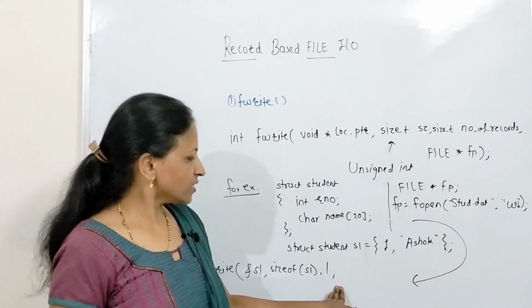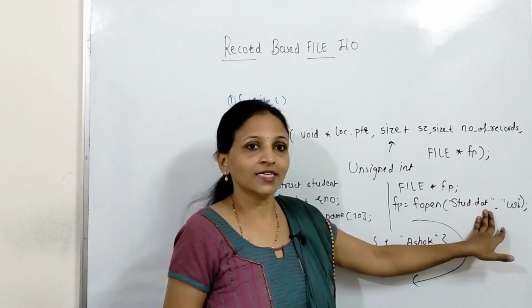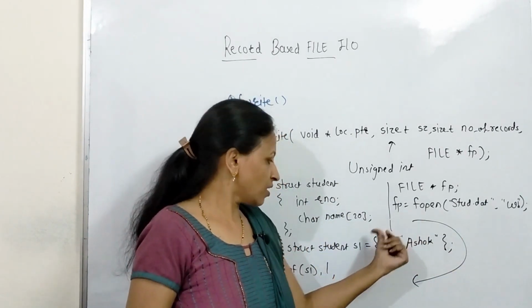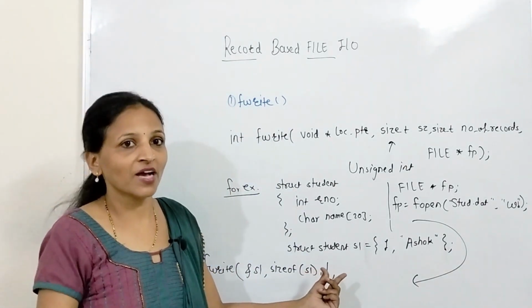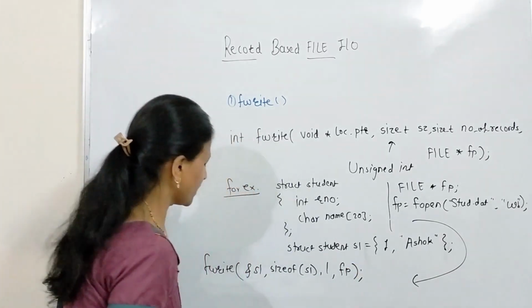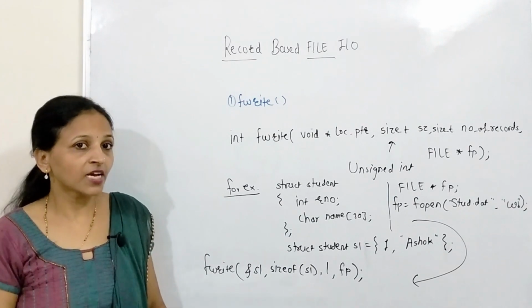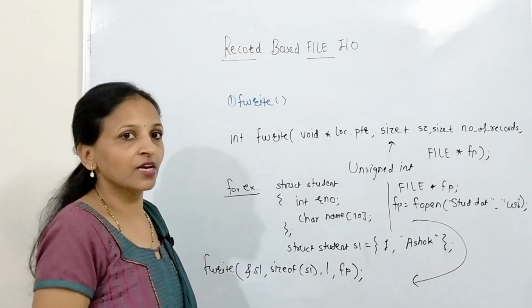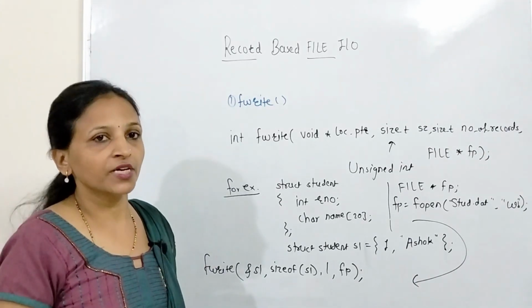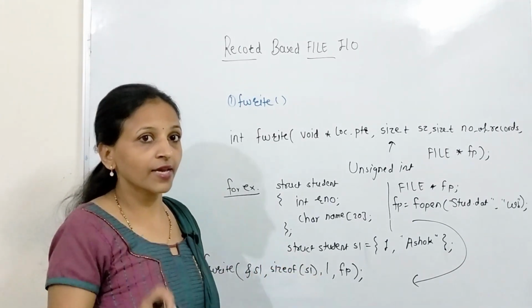And the next one is, in which file are you going to write this? In this stud.dat file. But in the student file you are writing contents, here we will not pass the file name. We will pass the file pointer, that is fp. This is how we can use the fwrite function to write contents to the file in binary mode, we can write one record into the file. Get it? Now let's say you have an array of integers and you want to write the full array to the file. Again, that is possible.